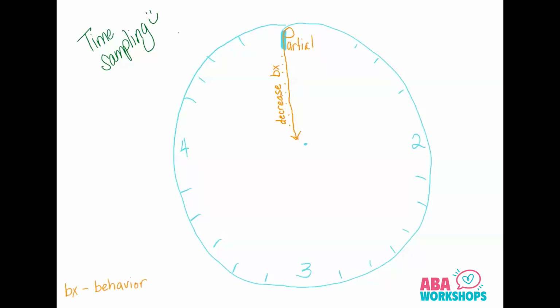So that's my shortcut for writing behavior. So when we think of partial, we're thinking about, did the behavior happen at, I'm going to do an at symbol, at all? Did the behavior happen at all? So our at symbol means at. So did the behavior happen at all?